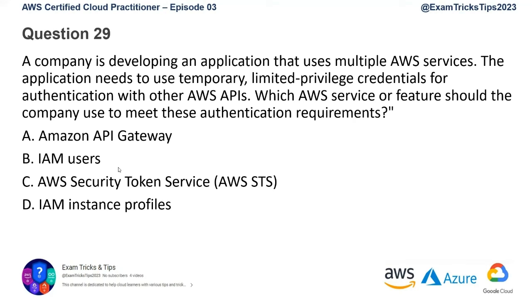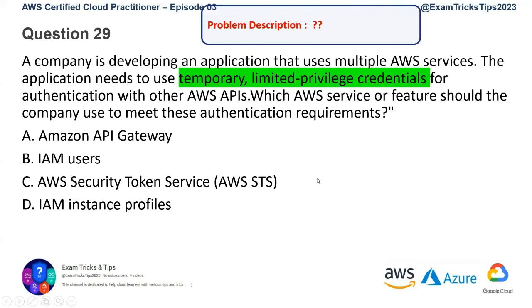The application needs to use temporary limited-privilege credentials for authentication with other AWS APIs. So what feature can we use? You can pause the video, read the question carefully again, mark your keywords, and maybe look for what should be the correct answer as well. I hope you have read the question and marked your keywords. The keyword here is we need something that's temporary and limited-privilege credentials for providing access.